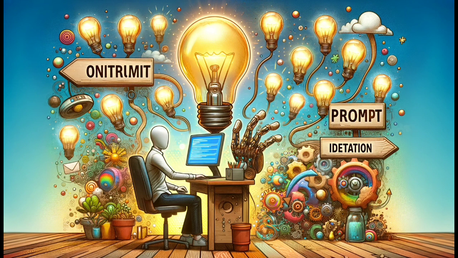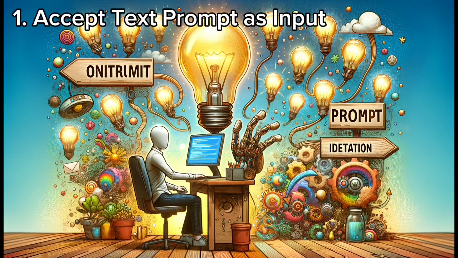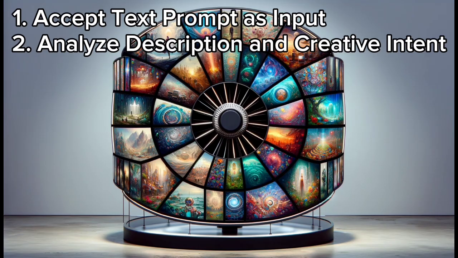Simplified example steps. Want to peek under the hood? Here is roughly how most AI art generators work their magic. 1. Accept text prompt as input. E.g., an armchair shaped like an avocado under flowering trees. 2. Analyze description and creative intent. Identify keywords, mood, lighting cues, armchair, avocado shape, flowering tree backdrop.